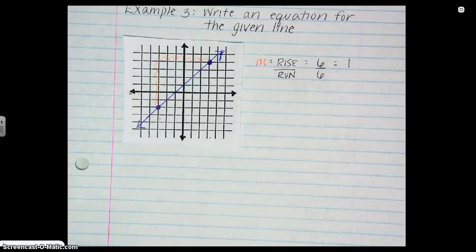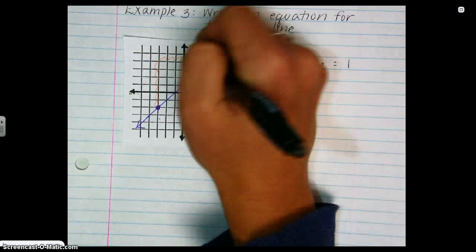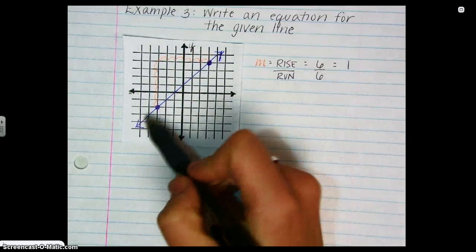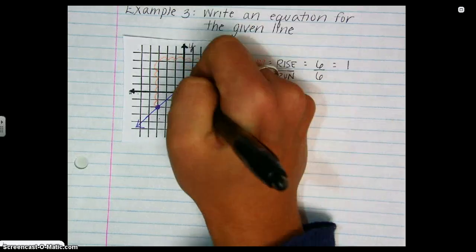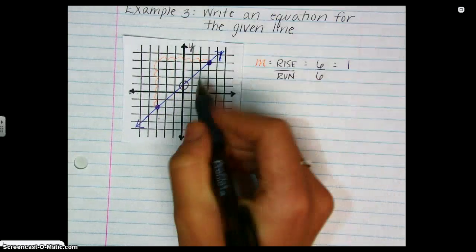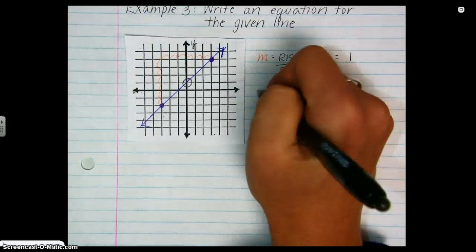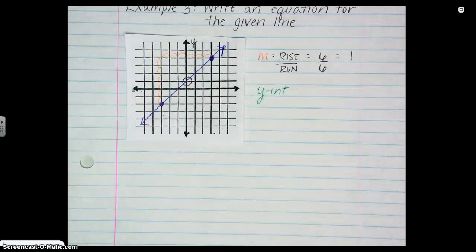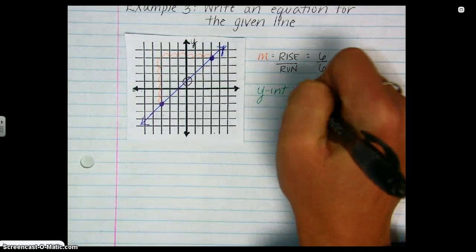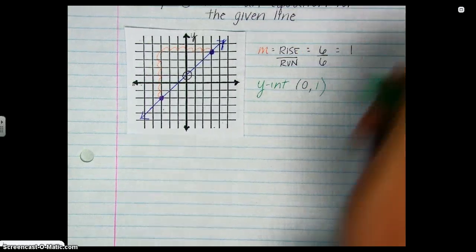So again, the y-intercept is the point where the line crosses the y-axis. So here's my y-axis, and the line I've been given is this line, and it crosses the y-axis right here, right at this point. Well, that point is (0, 1). So the y-intercept is the point (0, 1), where your b is actually the 1 part of that.